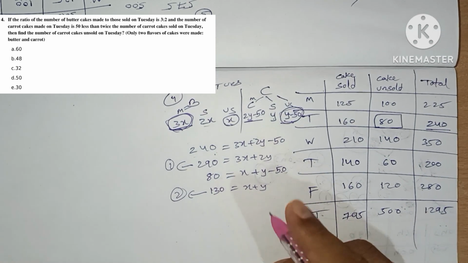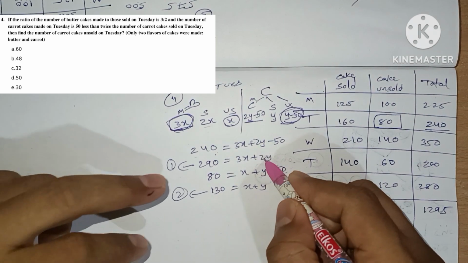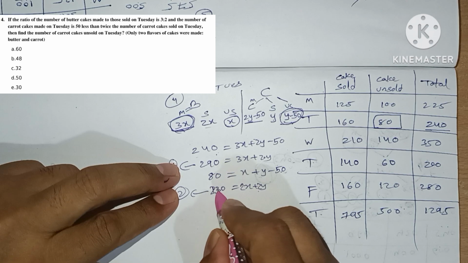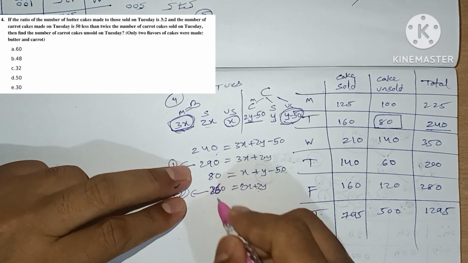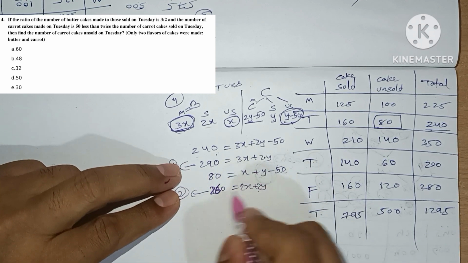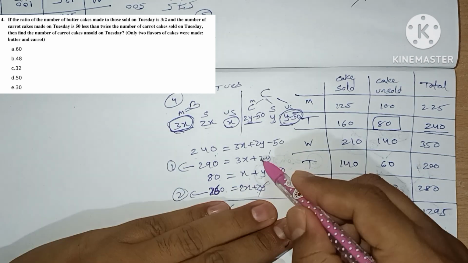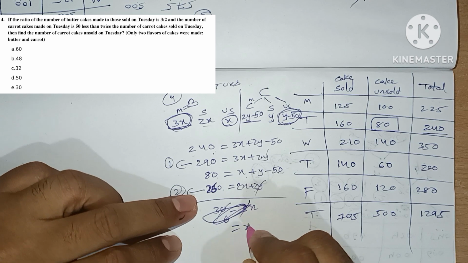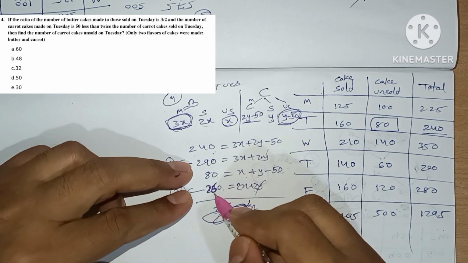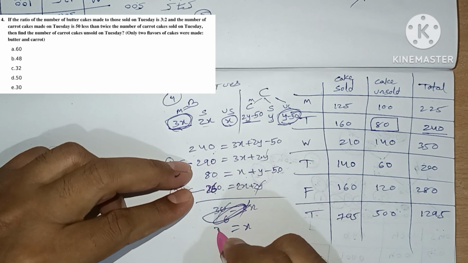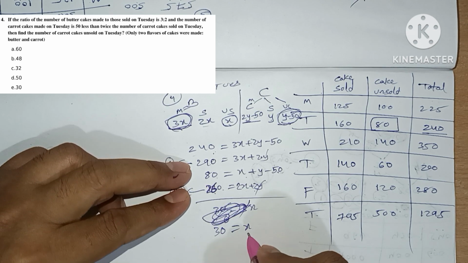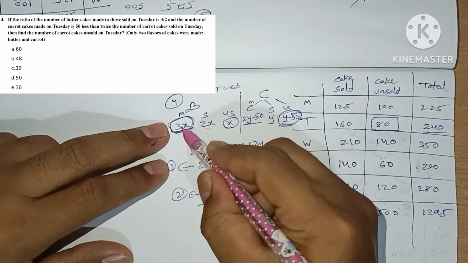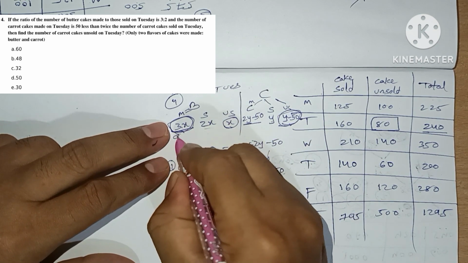To make the base equal for y, we multiply this by 2, 2x, 2y and 2 times 130, which will be 260. So these are the two equations we have. Now subtracting these two equations, y and y cancel, and the value of x is 290 minus 260, which is 30. So we got x as 30, which means the total number of butter cakes made is 3 into 30, which will be 90 butter cakes made.